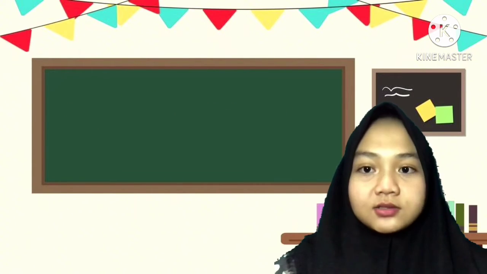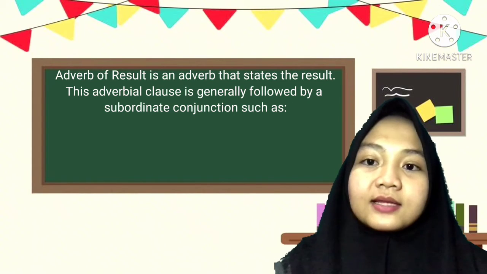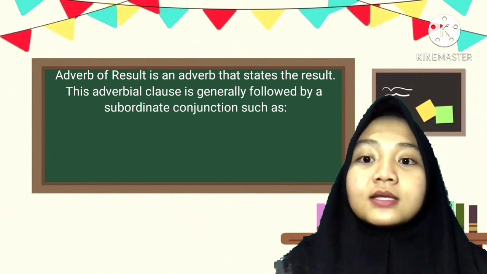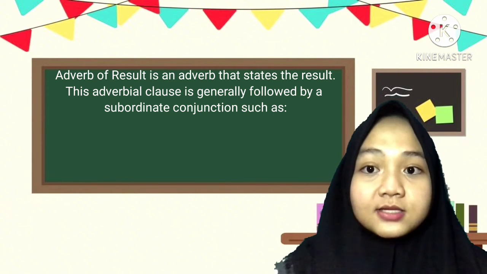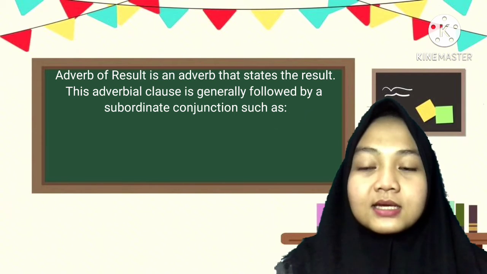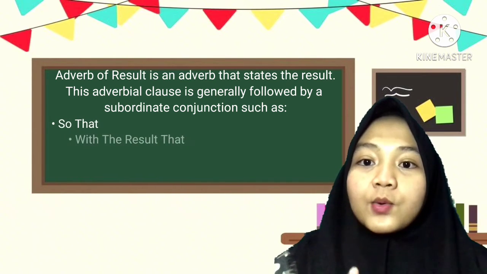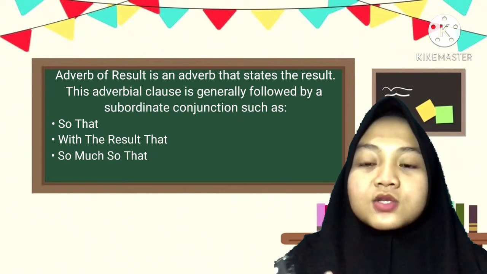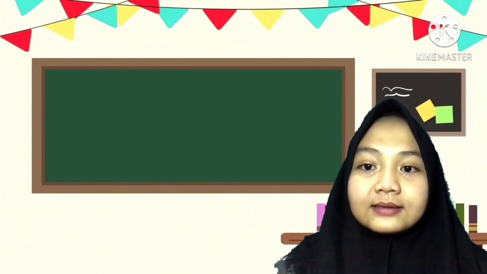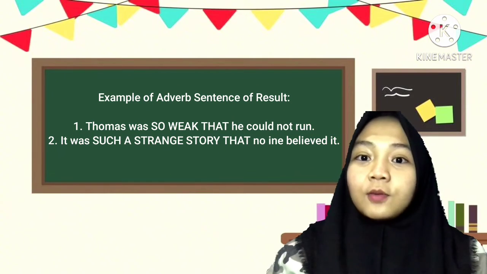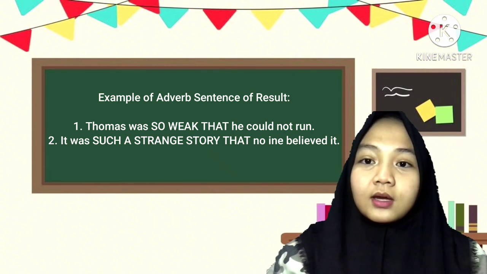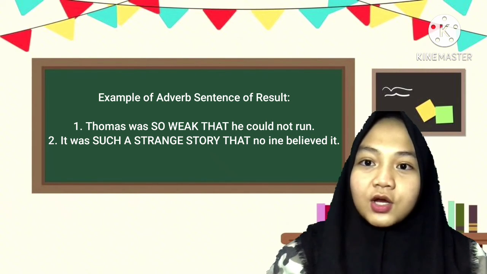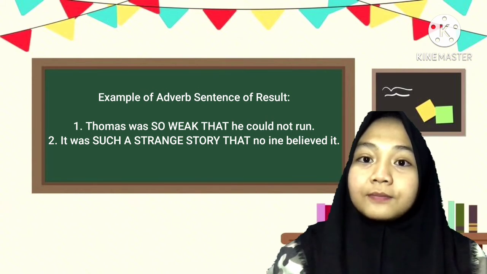Adverb of result. An adverb of result is an adverb that states the result. This adverbial clause is generally followed by a subordinate conjunction such as so that, with the result that, so much so that, but that, by that, and that. For example, number 1, Thomas was so weak that he could not run. Number 2, it was such a strange story that no one believed it.